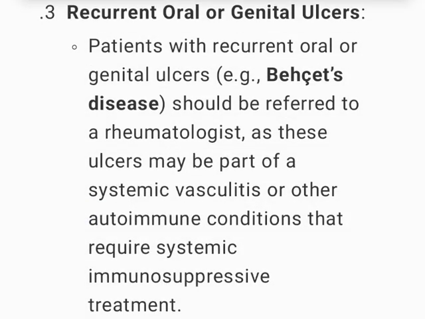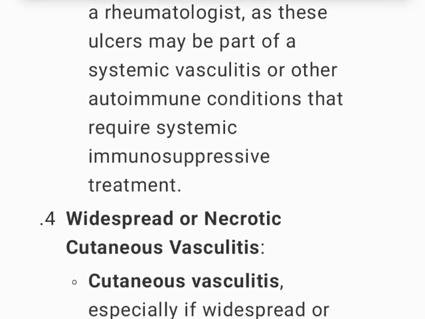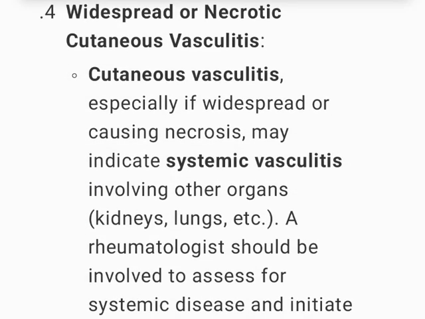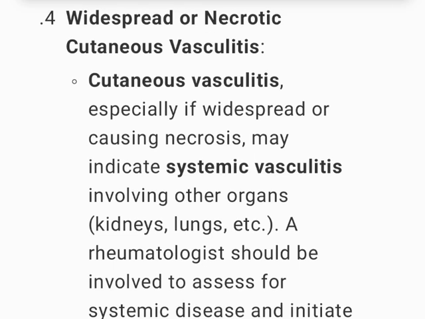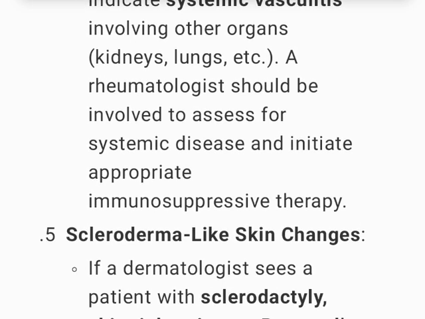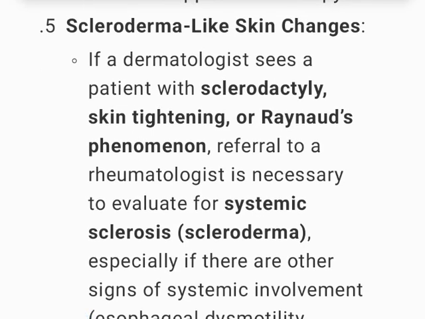3. Recurrent oral or genital ulcers. Patients with recurrent oral or genital ulcers, e.g., Behçet's disease, should be referred to a rheumatologist, as these ulcers may be part of a systemic vasculitis or other autoimmune conditions that require systemic immunosuppressive treatment. 4. Widespread or necrotic cutaneous vasculitis. Cutaneous vasculitis, especially if widespread or causing necrosis, may indicate systemic vasculitis involving other organs, kidneys, lungs, etc. A rheumatologist should be involved to assess for systemic disease and initiate appropriate immunosuppressive therapy.